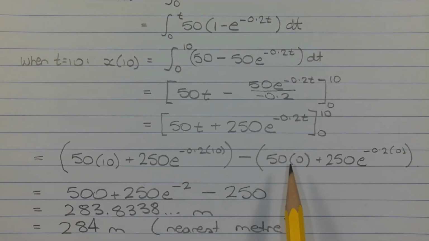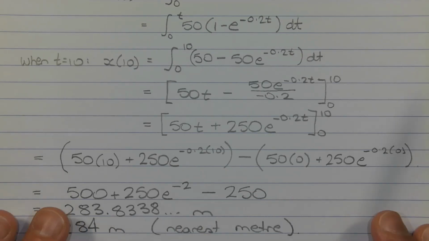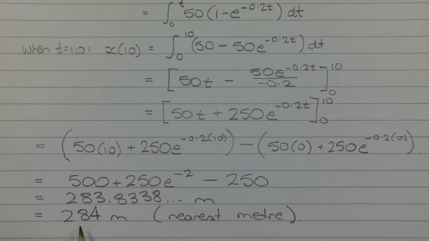Now 50 times 0 is 0 and e to the power of 0 is 1, so we get 250 here, and 50 times 10 is 500, so this expression is 500 plus 250 times e to the power of negative 2 minus 250, which equals 283.8338 and so on meters. And that equals 284 meters, correct to the nearest meter.